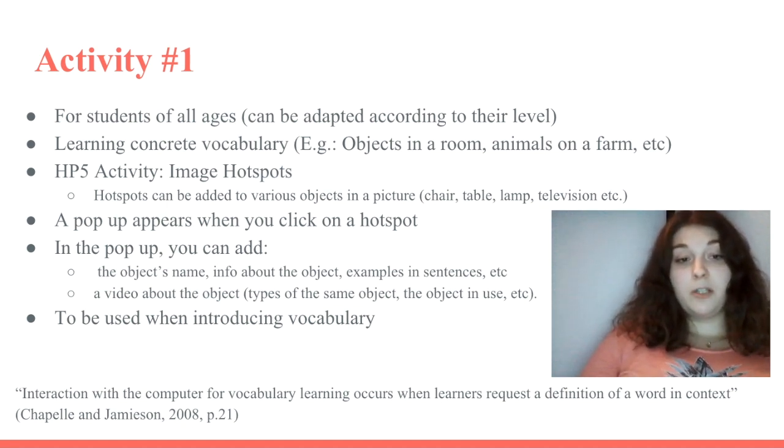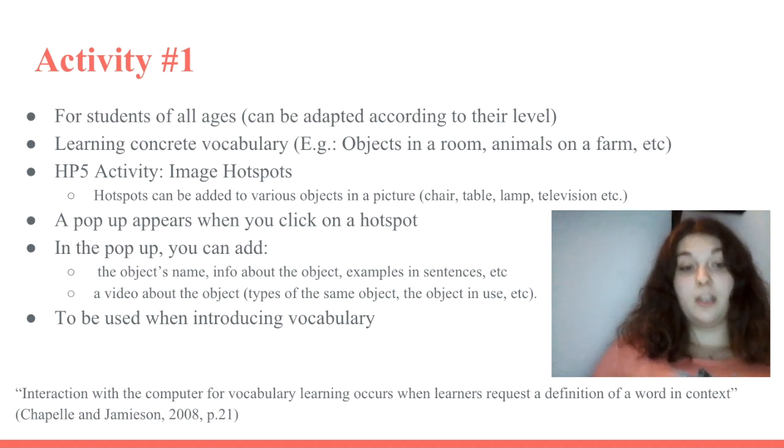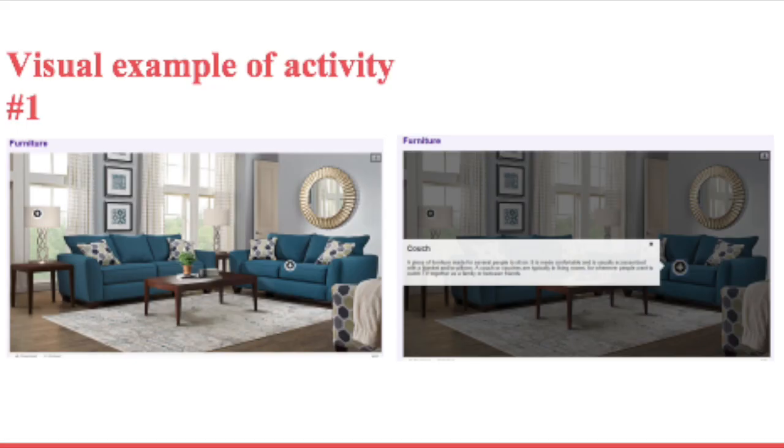There's also the option to add a video about the object, such as the types of the same object, the object in use, etc. According to Chappell and Jameson, the interaction with the computer for vocabulary learning occurs when learners request a definition of a word in context. And here is a visual example of activity 1.